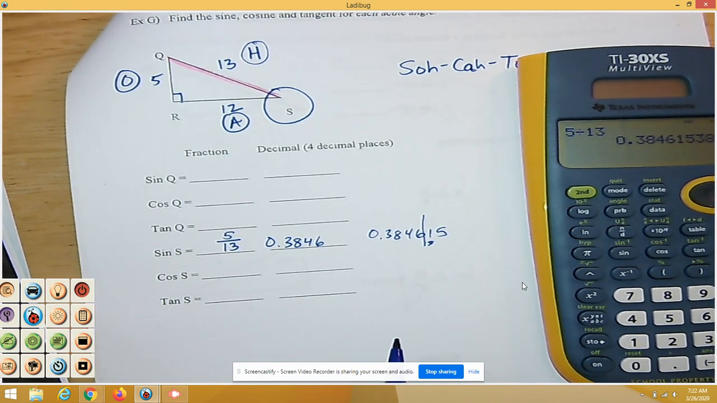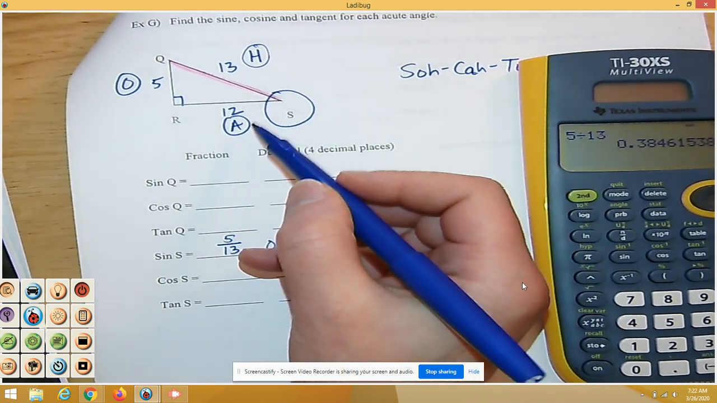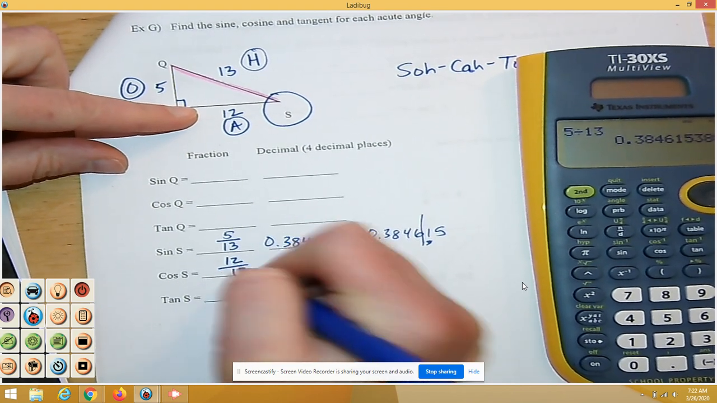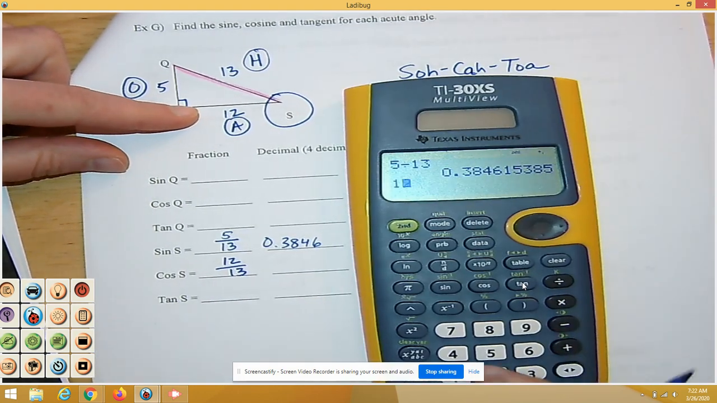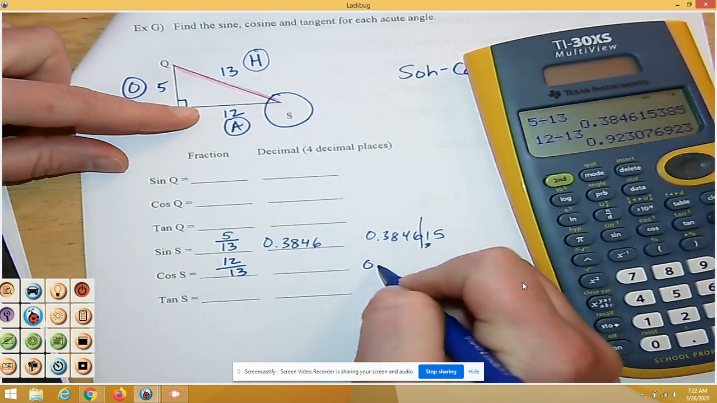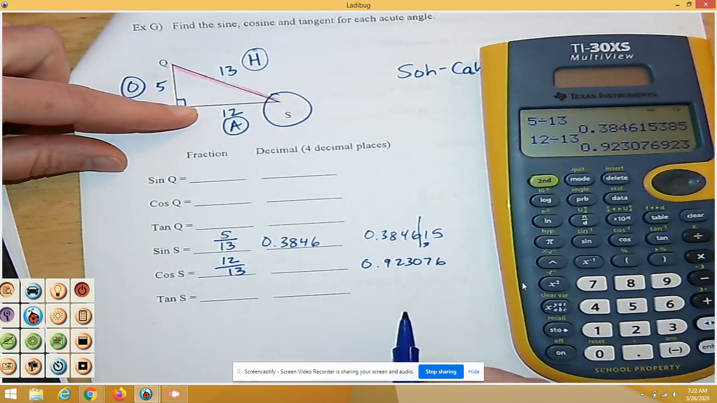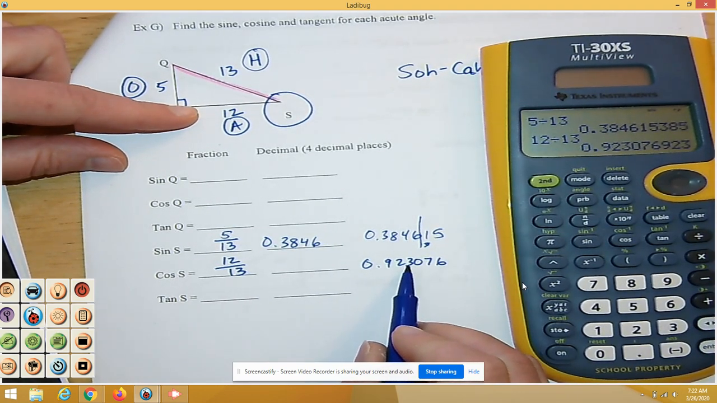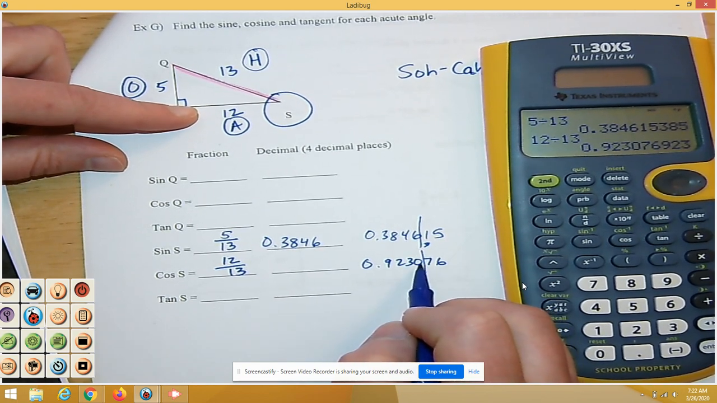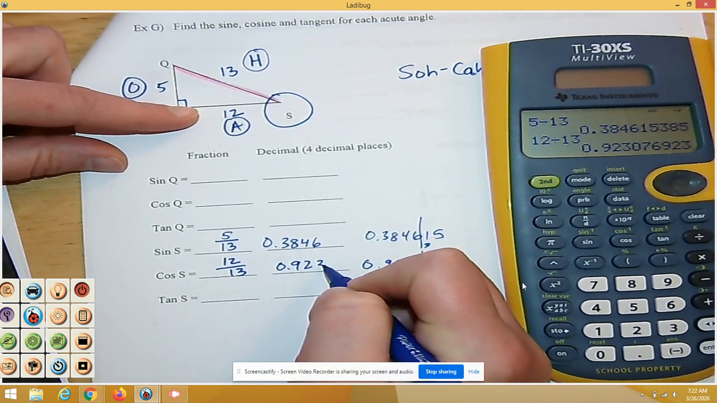Okay? All right, now we're going to do the cosine. So the cosine of S is the ratio of the adjacent side to the hypotenuse. So the adjacent side is 12, the hypotenuse is 13. So I'm going to do 12 divided by 13. And now this would be a case where I do have to round up. Okay, so I have 0.923076. So I'm going to put my line here, and the 7 is going to bump that up to a 1. So I have 0.9231.